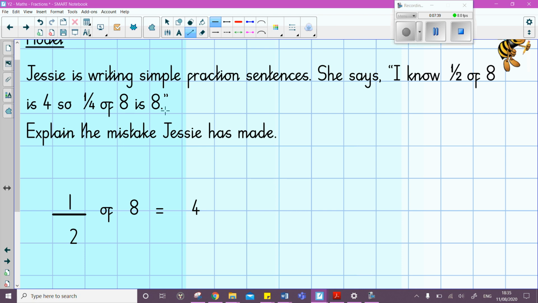Is she correct? See if you can explain whether she's correct or incorrect and jot down some of your calculations, maybe some of your jottings like we did with the sharing, and you could send them in to our children at stalbansceacademy.com to show me your answers.